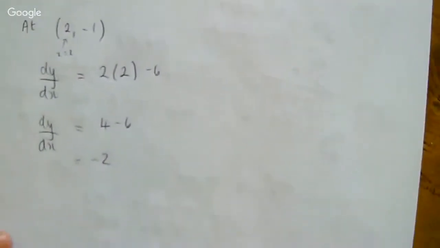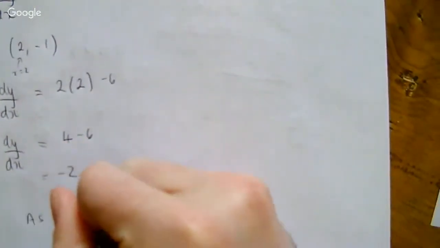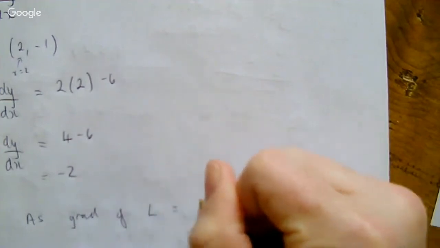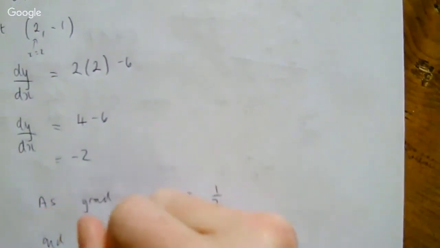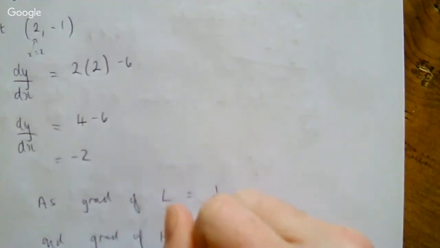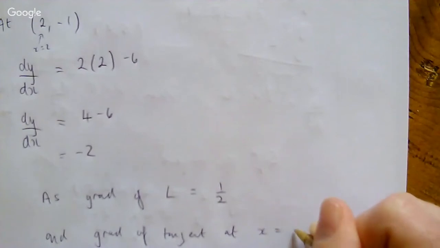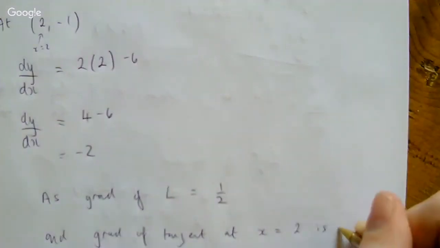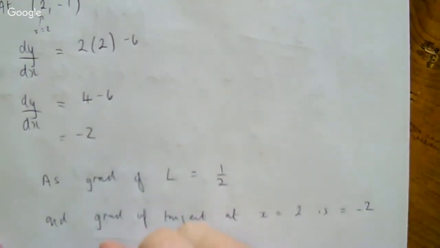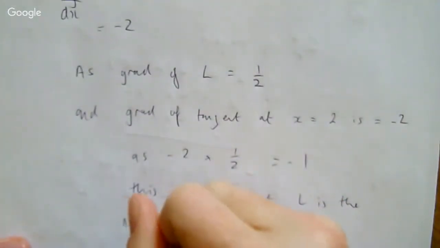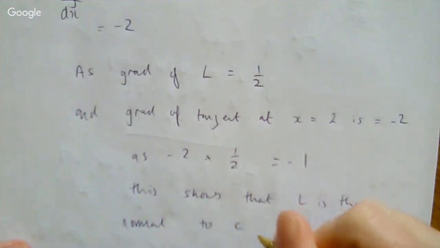Now that's exactly what I've just said. I'm going to say grad of L equals a half, and grad of tangent at x equals 2 is equal to minus 2, as minus 2 times by a half is equal to minus 1. This shows that L is the normal to C.